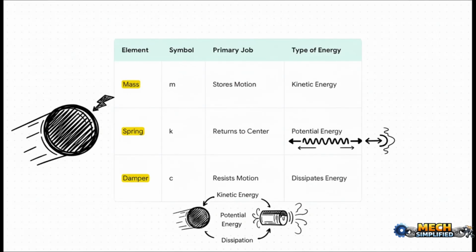So let's do a quick recap of our cast. We have the mass, which stores the energy of motion. We have the spring, which stores potential energy and always wants to pull everything back to the center. And then we have the damper, which steps in to slow things down by getting rid of energy. It's this constant dance between these three that creates every vibration you've ever seen or felt.